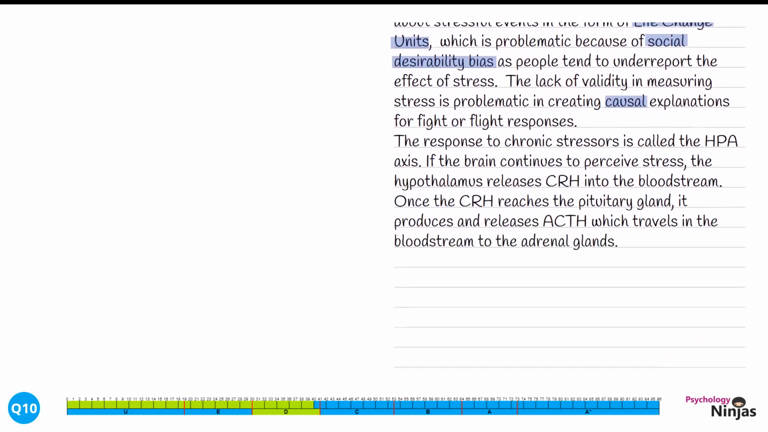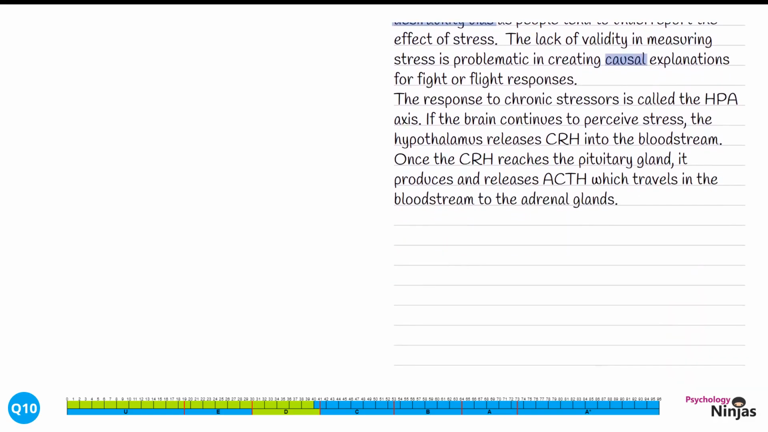The response to chronic stressors is called the HPA axis. If the brain continues to perceive stress, the hypothalamus releases CRH into the bloodstream. Once the CRH reaches the pituitary gland, it produces and releases ACTH, which travels in the bloodstream to the adrenal glands. We've got key terminology here in order to explore and explain the HPA axis. Talking about CRH, you can learn the full name or you can use this abbreviation, and we're linking that to ACTH produced by the adrenal glands.